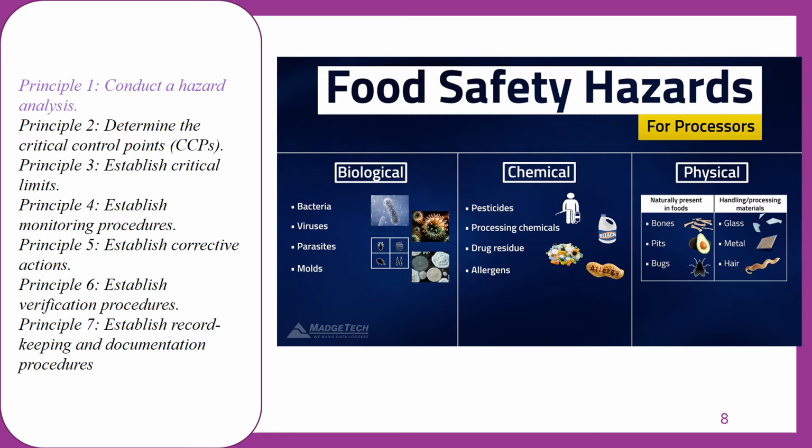Different food safety hazards. As I have already mentioned, there are biological, chemical, and physical hazards. Biological hazards include bacteria, viruses, parasites, and molds. Chemical hazards include pesticides, processing chemicals, drug residues, and allergens. Physical hazards include bones, pits, and bugs, and glass, metals, and hair.